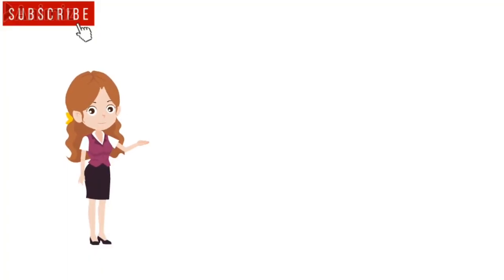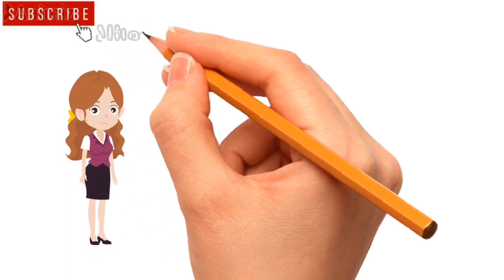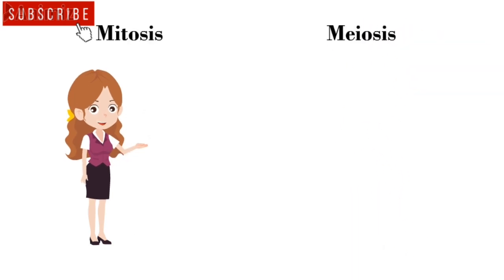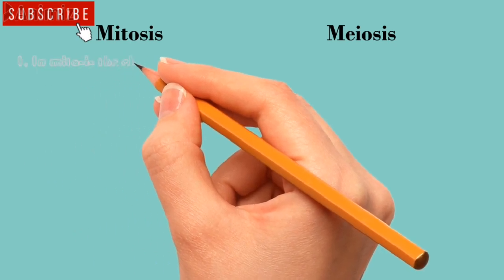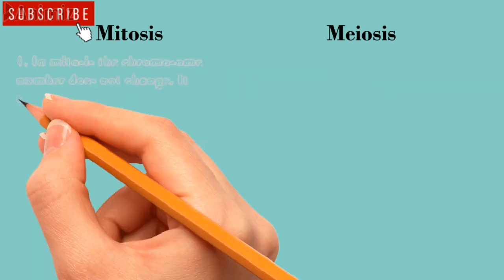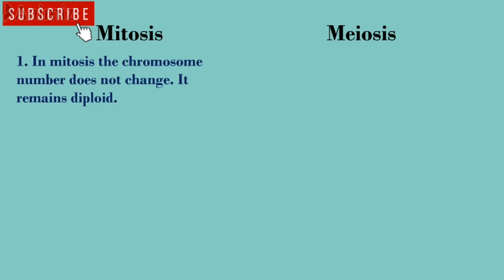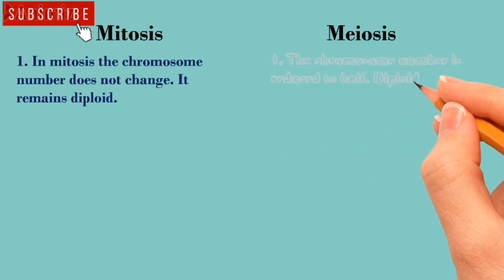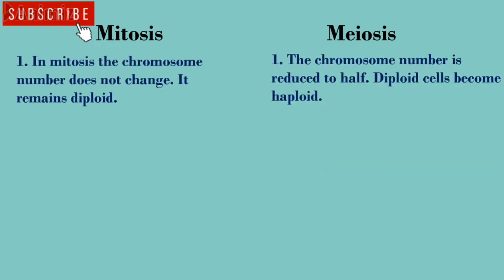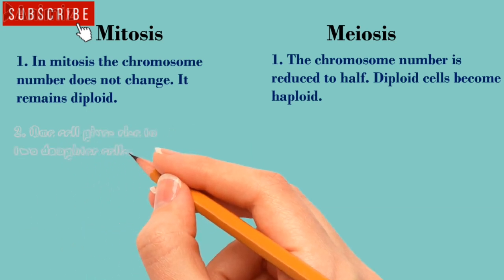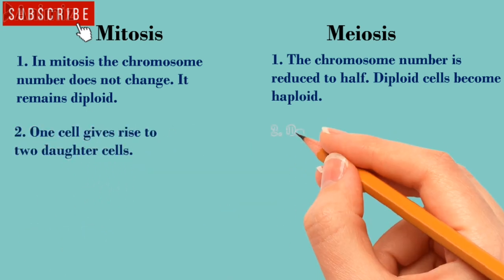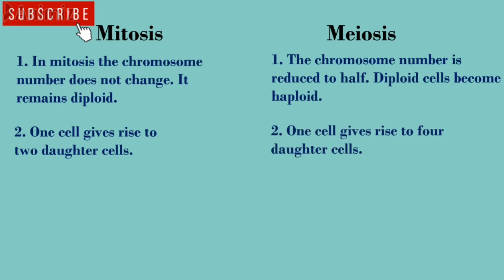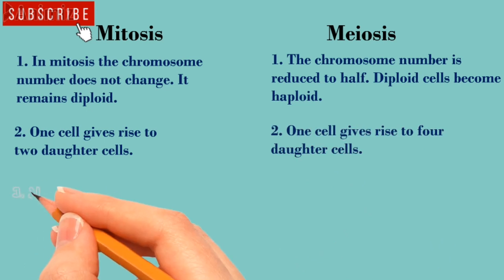Okay students, I think you all are now familiar with mitosis and meiosis. Now let's look at the differences between them. We all saw that in mitosis the chromosome number does not change. It remains diploid. Whereas in meiosis, the chromosome number is reduced to half. Diploid cells become haploid. In mitosis, 1 cell gives rise to 2 daughter cells, whereas in meiosis, 1 cell gives rise to 4 daughter cells.